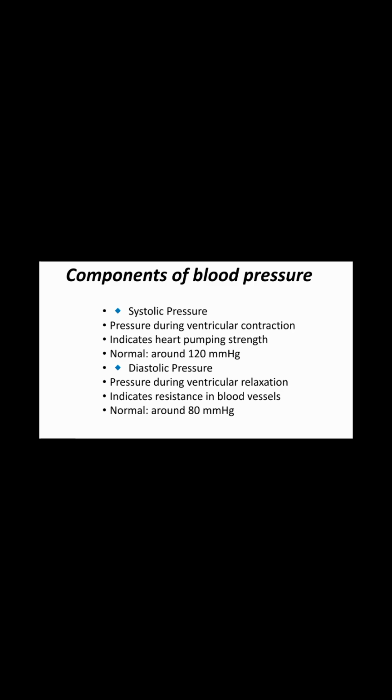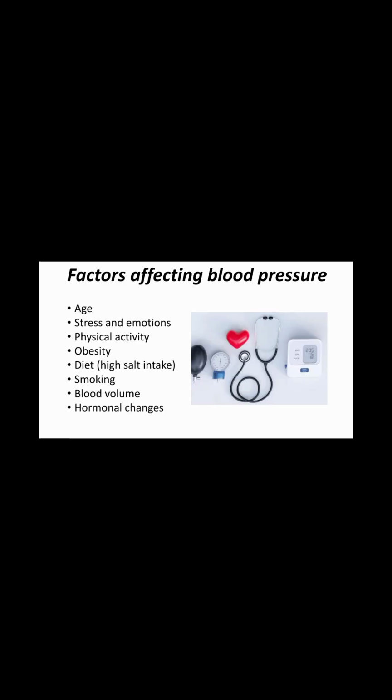Second is diastolic pressure. Diastolic pressure is the pressure in the arteries when the heart relaxes between heartbeats. It normally measures around 80 millimeters of Hg, that is mmHg. So, the normal blood pressure for a healthy adult is approximately 120 over 80 millimeters of mercury. However, blood pressure depends on age, stress and emotions, physical activity, obesity, diet, smoking, blood volume and hormonal changes. These are some factors.